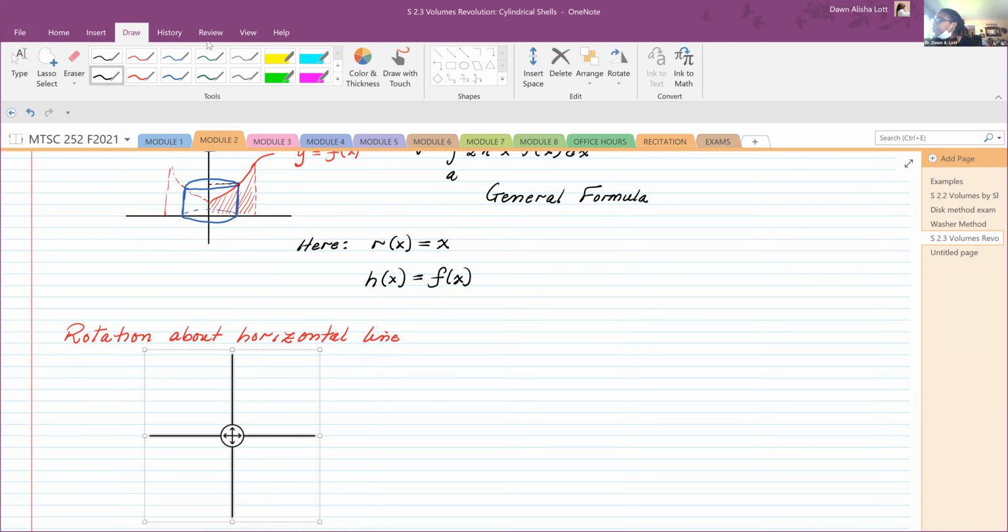So I may have some region, and then I'm going to rotate it about the x-axis or this line. So now I'm going to find a value for y. Of course, that's going to appear on the other side when I revolve it. Oh, there is my soda can.